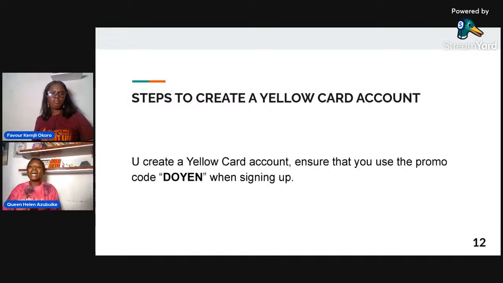Okay, so Yellow Card is a platform where you can easily save your currency. You can get Yellow Card on iOS or Android, and it's available on either the Play Store or the Apple Store. You can just go to the Apple Store, click and search Yellow Card.